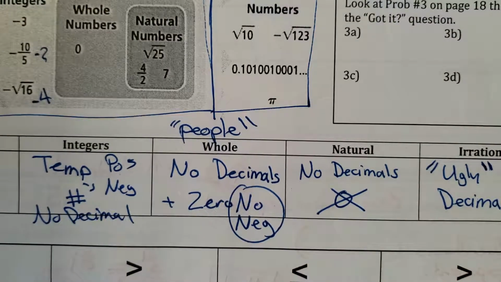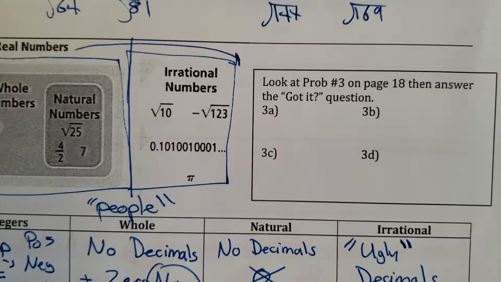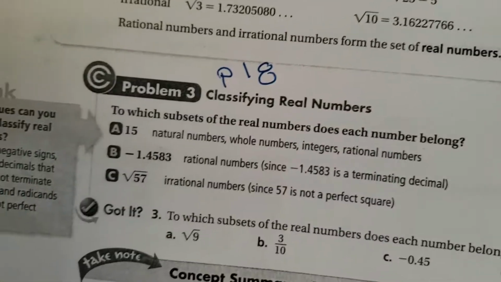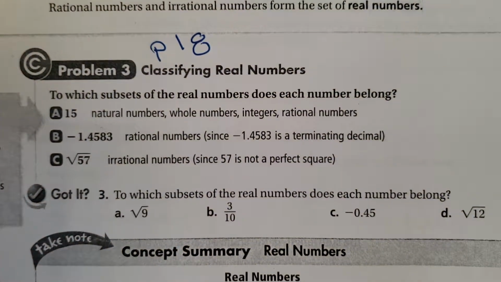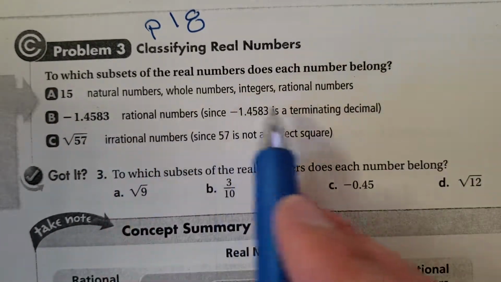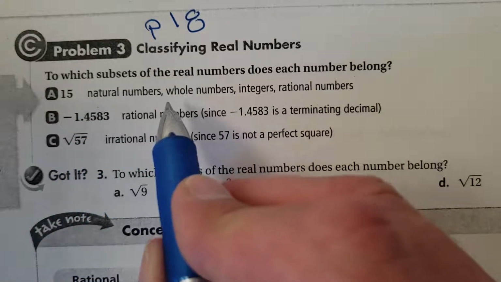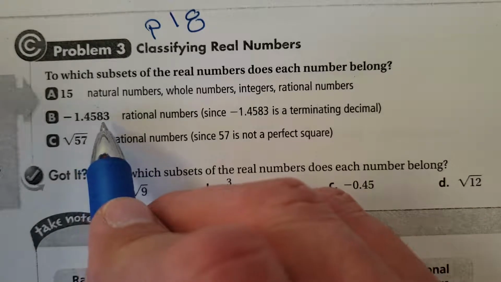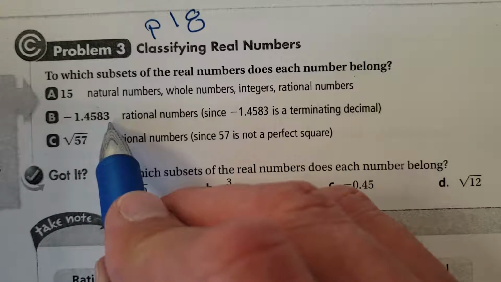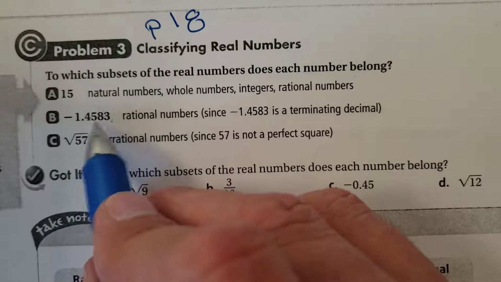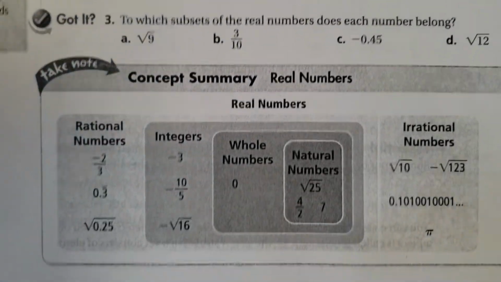All right, so let's classify some numbers. Problem number 3 on page 18. What do we got to do here? Oh, there it is. I'm going back to the book here. Here's page number 18, problem number 3. Okay, we're going to classify them. So 15 is basically all of them. It's a natural number, a whole number, an integer, a rational. It's rational because it ends, it's terminating. You could write this as a fraction. This isn't that crazy of a decimal, so at least it's rational, but it has a decimal, so you stop at rational.